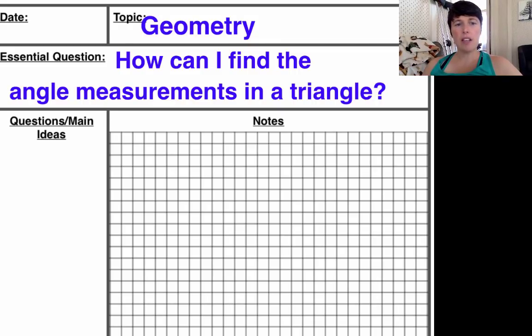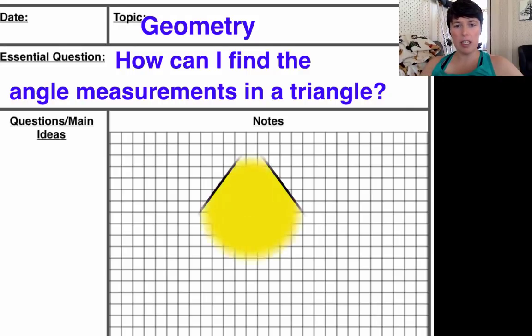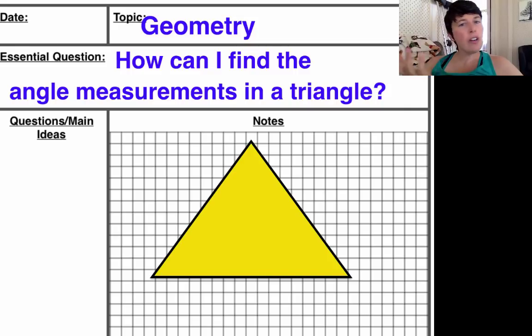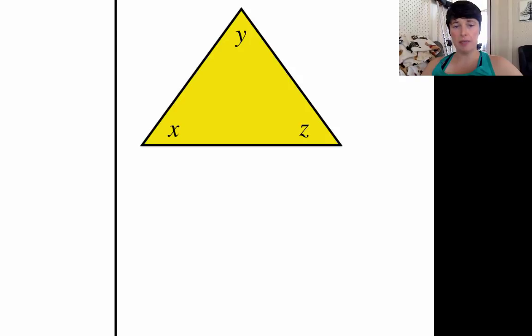Essential question is, how can I find the angle measurement in a triangle? So you've watched the previous videos, you know a little bit about degrees and angles, but now we're going to get into specific shapes. So we're talking triangles today, which you already know is a three-sided shape, but we're talking about the angles inside of the triangle, which I'm going to, for our notes in this picture, label as X, Y, Z. We want to know, what's the relationship between X, Y, and Z?